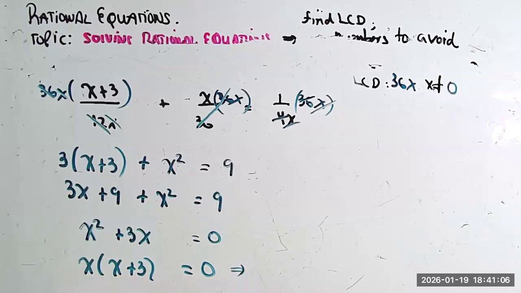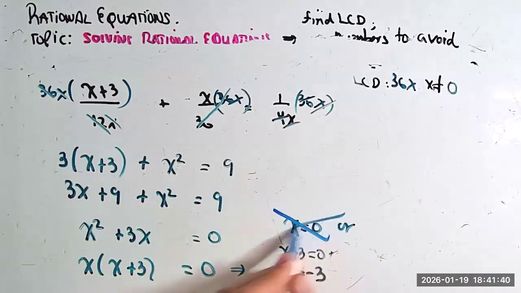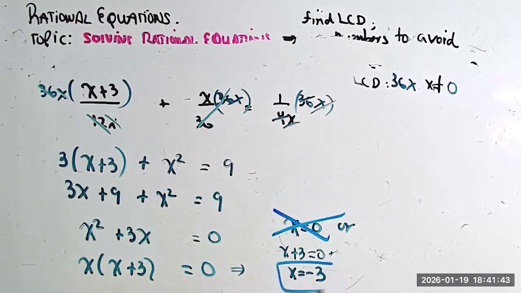Applying the zero product property, x equals 0 or x plus 3 equals 0. Therefore, x equals negative 3 when x plus 3 equals 0. Notice that we have 2 potential solutions, either x equals 0 or x equals negative 3. However, remember that x cannot be 0, so we discard this one. We only keep one solution, x equals negative 3.